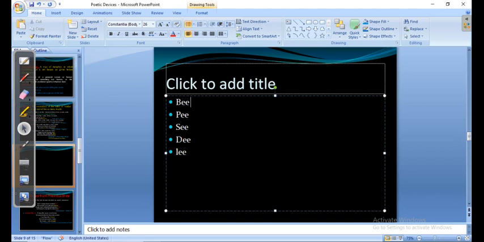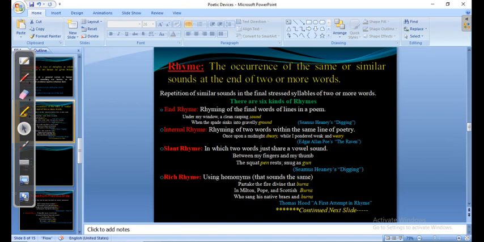How do we put the rhyming scheme? We will call this A, and B and P are equal. A, C, A. In this way, we can clearly say what rhyming scheme we follow. This is called the rhyming scheme. So, my dear friends, there are 6 kinds of rhyming schemes the poet uses.